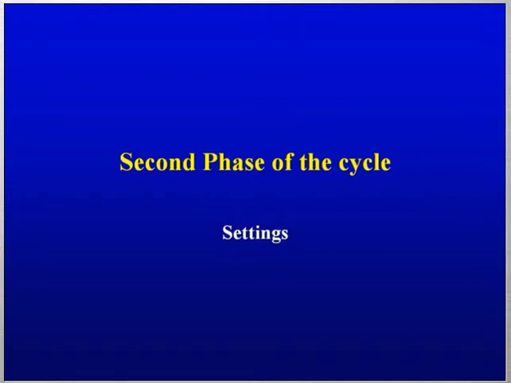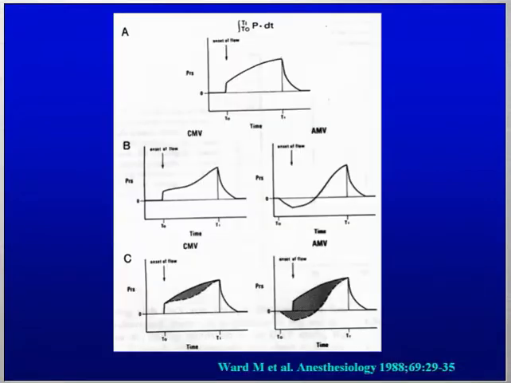The second phase of the cycle is, of course, very important, and there are many aspects which could be discussed. I started my talk by saying it's very schematic to think that you have control modes of ventilation and partial modes. This is an example of a classical paper by Michael Ward from Montreal a number of years ago, where he compared the pressure time curve of a patient during controlled ventilation when the patient was fully relaxed and during assisted ventilation when the patient was triggering.